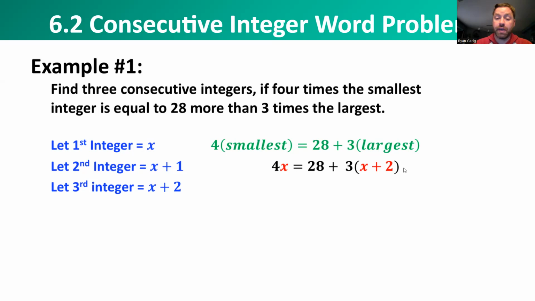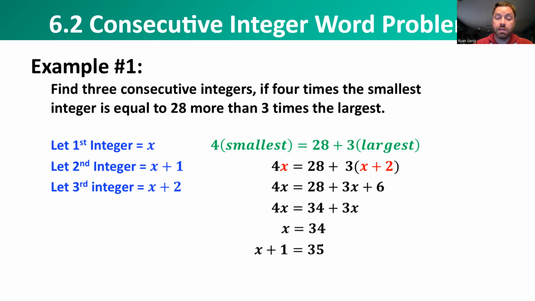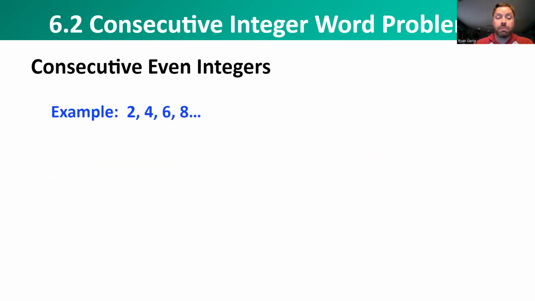Now we should be able to solve that. 4x equals 28 plus 3x plus 6. So we're distributing. Combine my 28 and 6 to get 34. Get my x's together, subtract 3x, I get x equals 34. Which means my first integer is 34. My second integer would be 35. And my third would be 36. There we go.